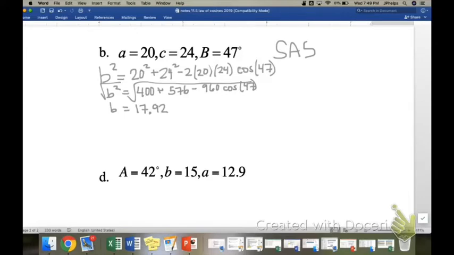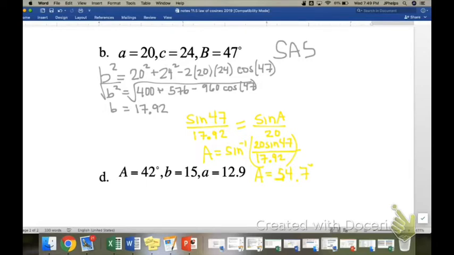So now that we've found one of the sides, we've got angle B and the side across from it. You can now use the law of cosines or the law of sines. It doesn't matter which you use. So for this problem, I'm just going to go ahead and use the law of sines and solve for angle A. So we set this up for angle A using the law of sines, and we've got sine of 47 over 17.92 is equal to sine of A over side a, which is 20. Cross multiply, solve for A, and angle A is 54.7 degrees.